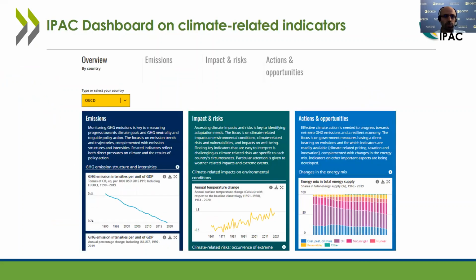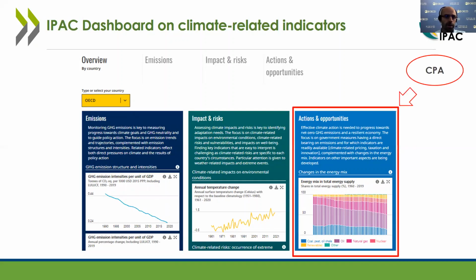So what does the IPAC dashboard look like? The dashboard features key indicators to track progress towards climate objectives and provide a snapshot of countries' climate action. And by and large, it has three areas. So first, emissions, impacts and risks, and actions and opportunities. And so the CPA will be one indicator in the area actions and opportunities.